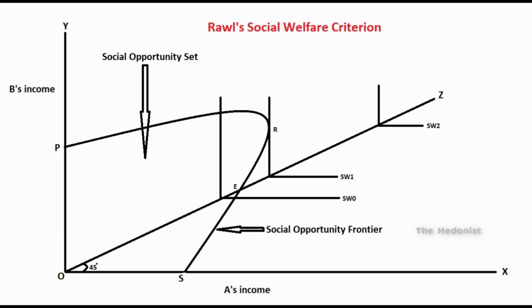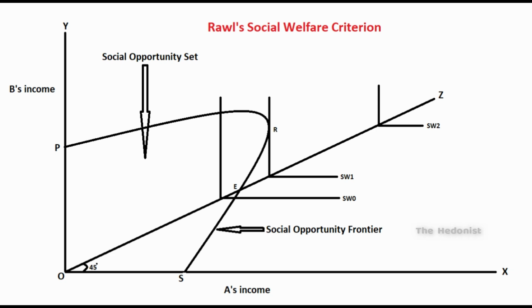The 45-degree line in the diagram, OZ, shows equal distribution of income between two individuals. At point E, the incomes of the two individuals A and B are equal. In the social opportunity set PRES, the optimum point is E, which lies on the opportunity frontier from which the 45-degree equality line OZ passes.